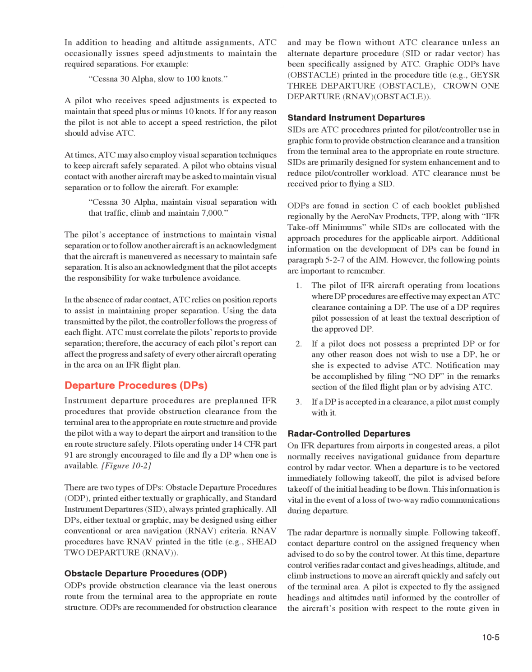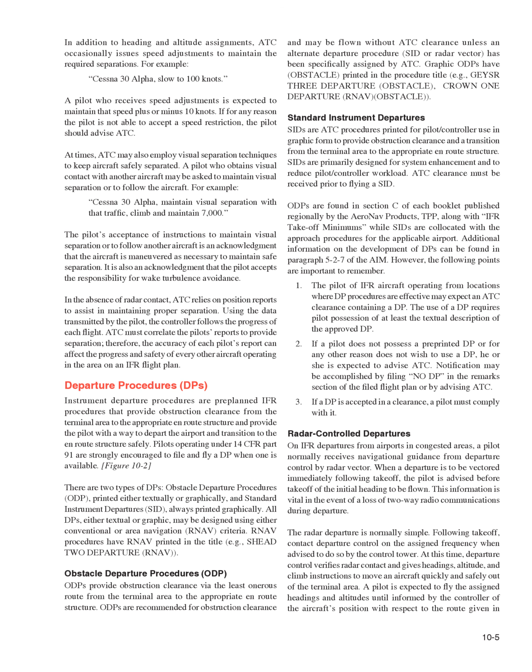The pilot of IFR aircraft operating from locations where DP procedures are effective may expect an ATC clearance containing a DP. The use of a DP requires pilot possession of at least the textual description of the approved DP. 2. If a pilot does not possess a pre-printed DP or for any other reason does not wish to use a DP, he or she is expected to advise ATC. Notification may be accomplished by filing no DP in the remarks section of the filed flight plan or by advising ATC. 3. If a DP is accepted in a clearance, a pilot must comply with it.